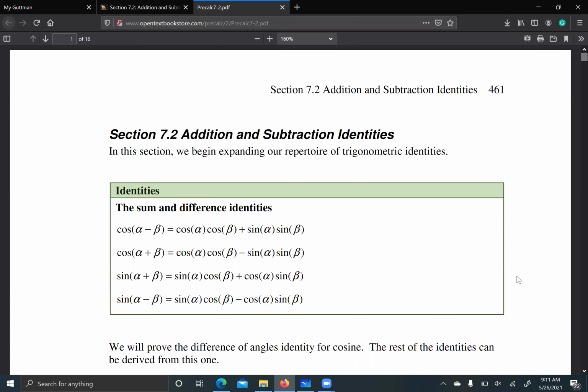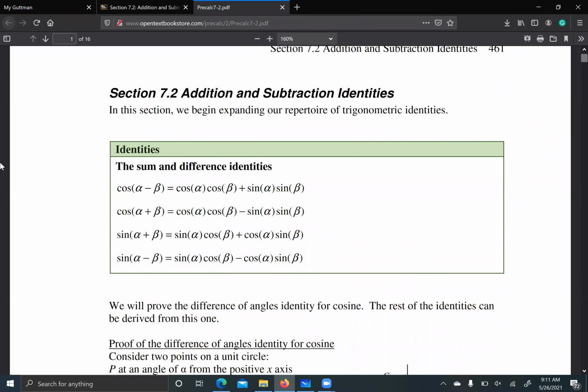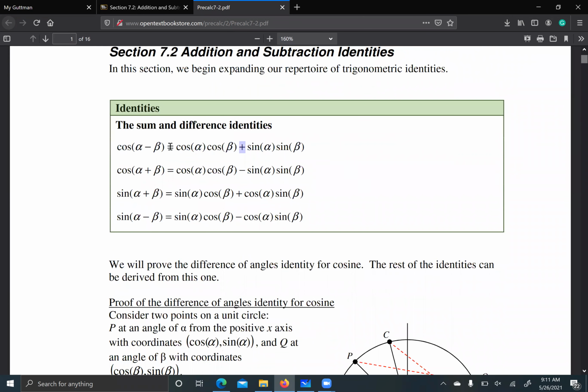In this video we are going to study section 7.2, which is about addition and subtraction identities. So we are focusing on trig identities in this section, and we will see the application of these identities. The first set of identities that we would like to discuss is the sum and difference identities, which is the sum and difference of angles.